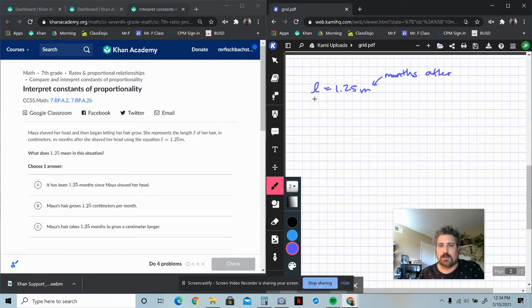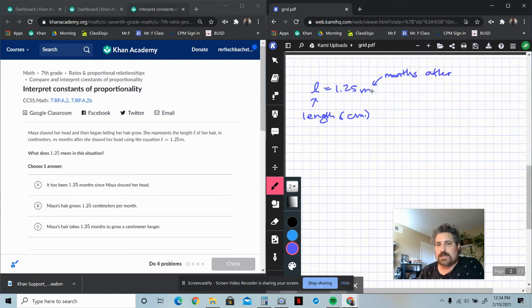And then the L represents the length of her hair in, is it centimeters? Yeah, centimeters. So this is our little equation that we're working with here. So it says, what does 1.25 mean in this situation?